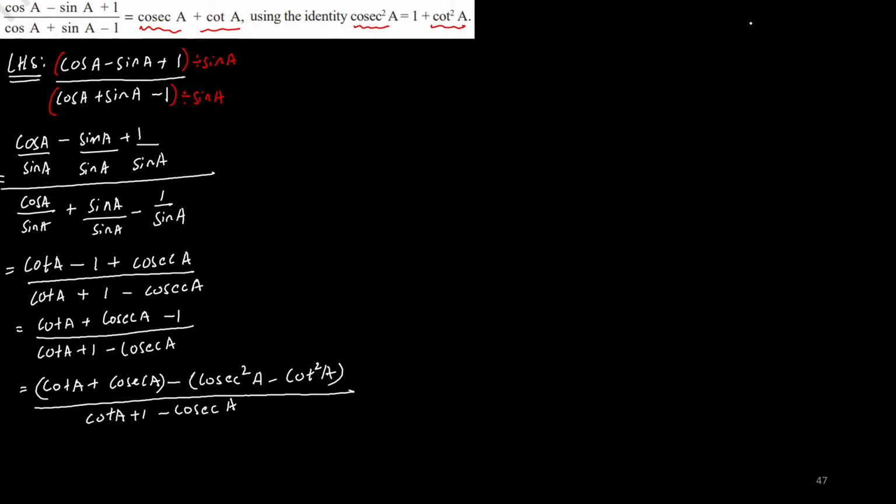You know the identity that cosecant square theta minus cot square theta is equal to 1. So in place of 1, I have written cosecant square theta minus cot square theta here. Clear? And the denominator I did not touch at all. I have kept the denominator as it is.